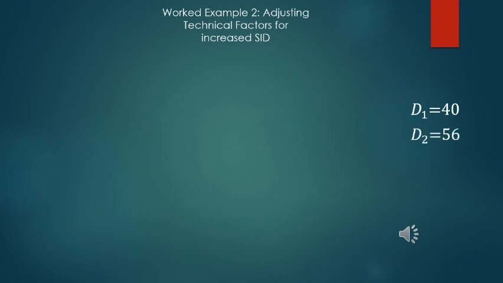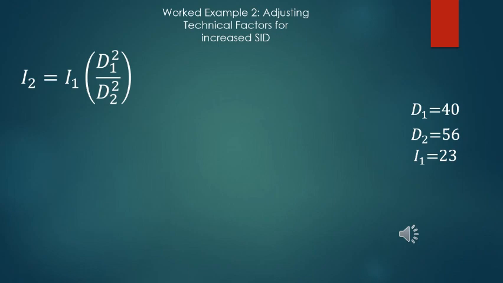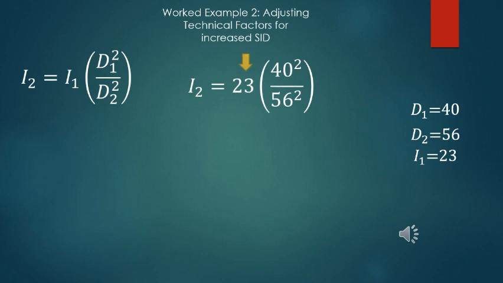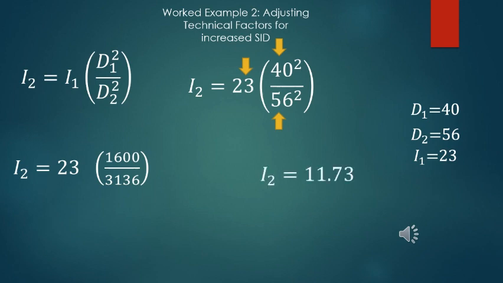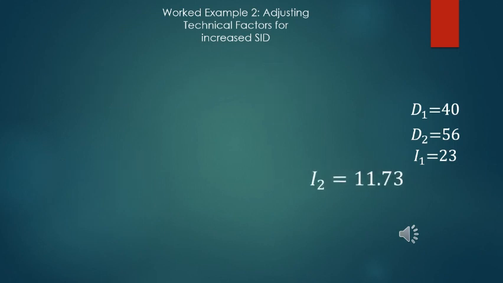Given that the standard exposure at 40 inches would be 80 kVp at 23 mAs, what would the new mAs be at 56 inches without increasing kVp? Once again, we will need to solve for the intensity at the new distance. Replace I1 with 23 mAs, d1 with 40 inches, and d2 with the new distance, 56 inches. Now simplify the equation and multiply 23 times the quantity 1,600 divided by 3,136 to get 11.73. This is the new intensity at 56 inches.